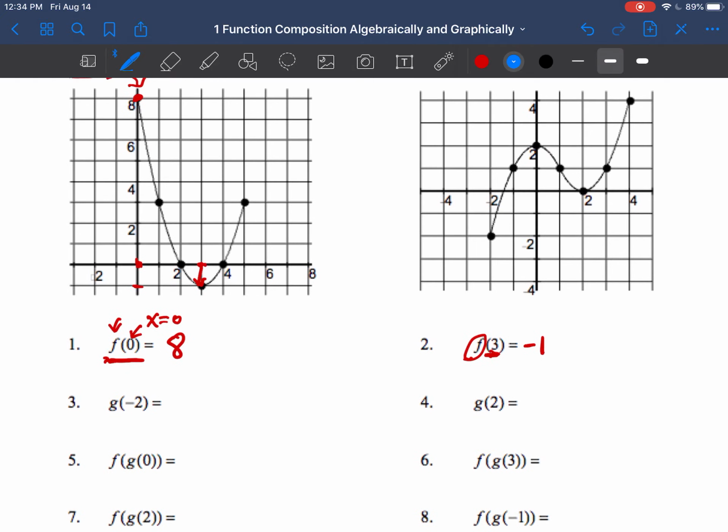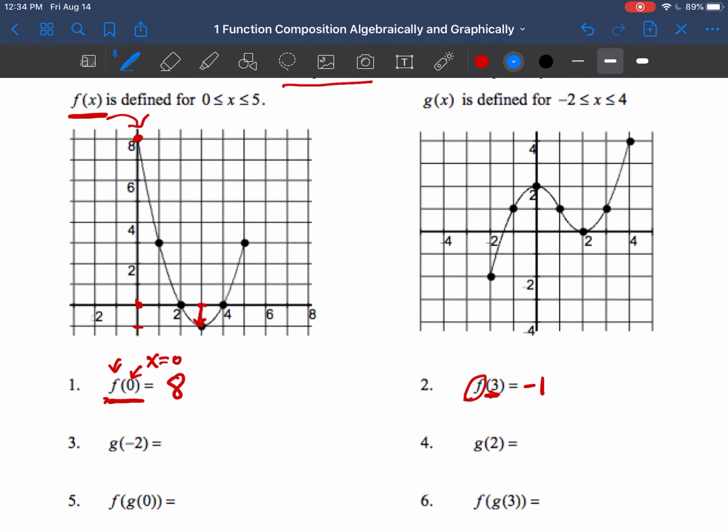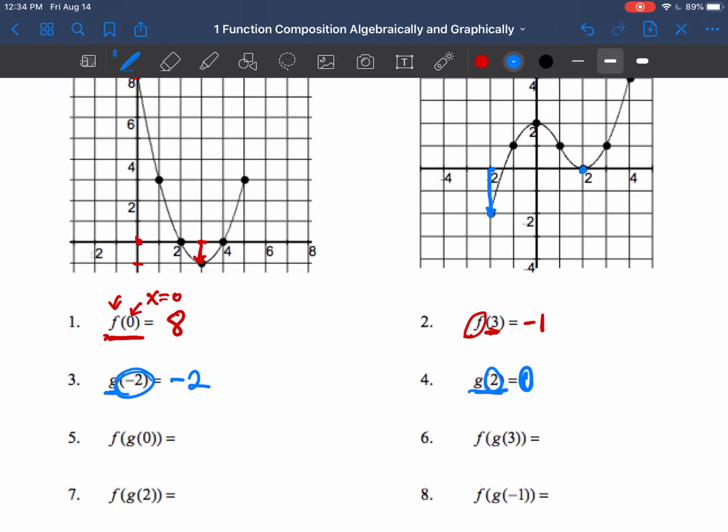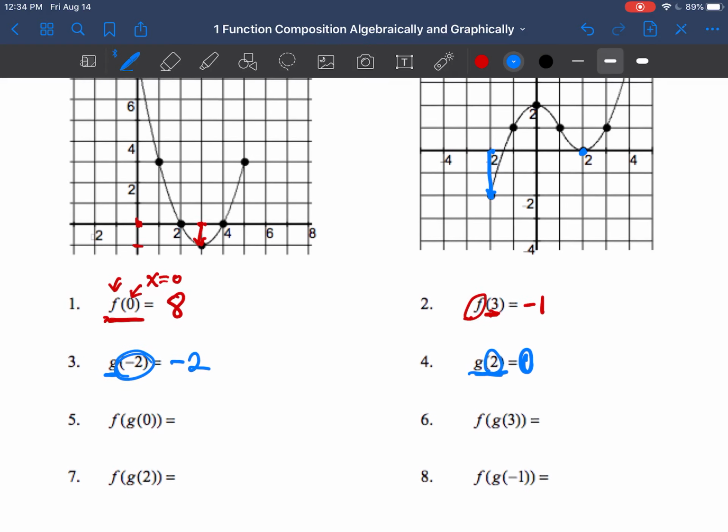Now for number 3, we are switching to the function g because it says g of -2. And so we go to where x is -2, and we see that the output is also -2. So g of -2 is -2. g of +2 is 0. Okay, so that's function notation.